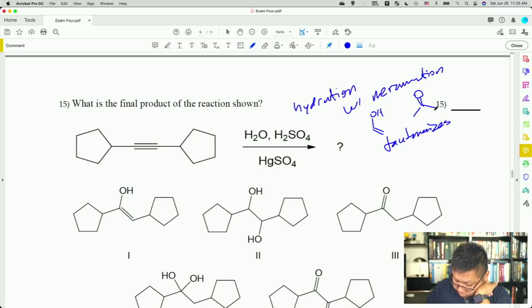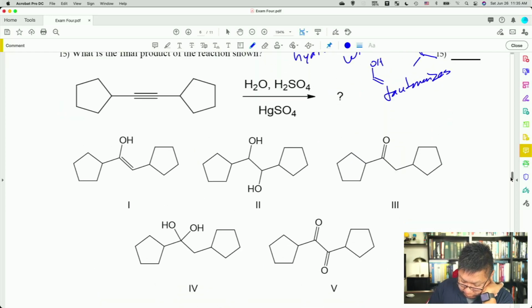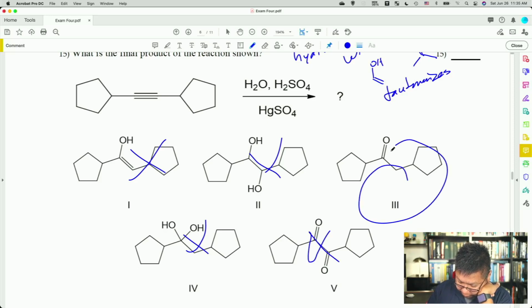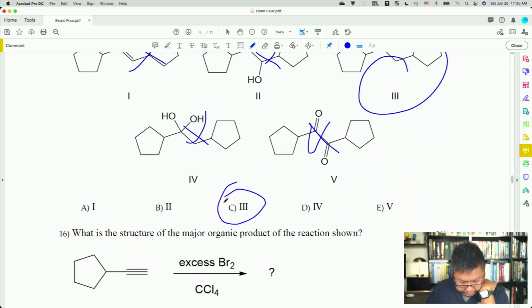So, since we know that it tautomerizes to the carbonyl, we know it can't be any of these, because you don't stay with an OH. It tautomerizes, and this is only going to be a single hydration with the OH there and the hydrogen atom, not a double, so it can't be that one. So the answer here is structure 3, which is C. Okay.